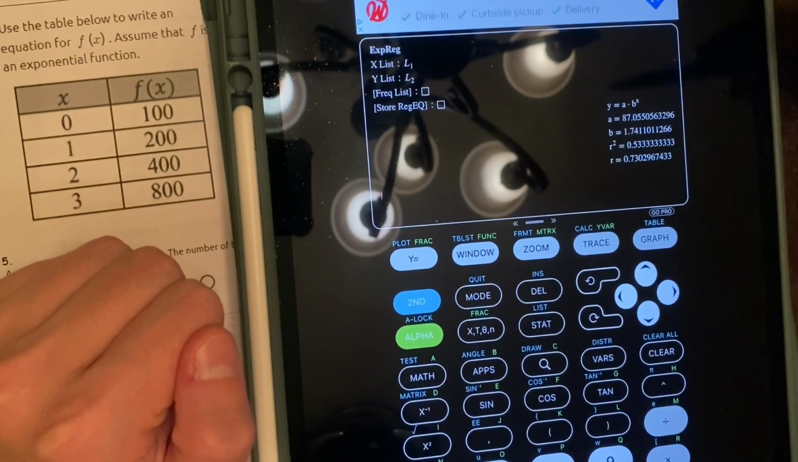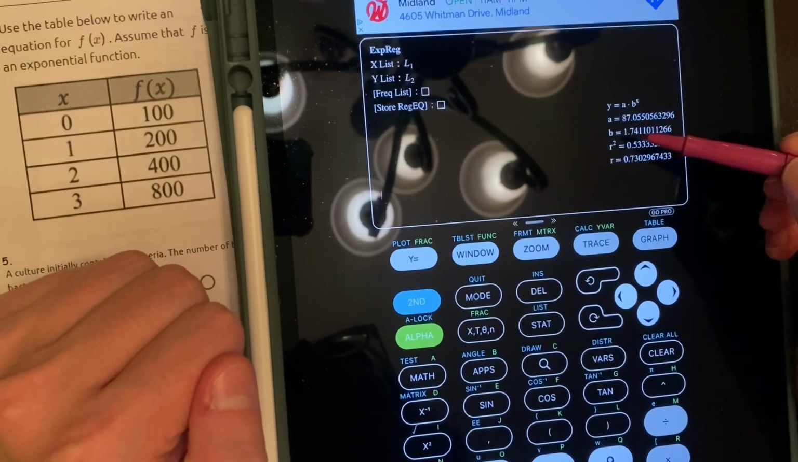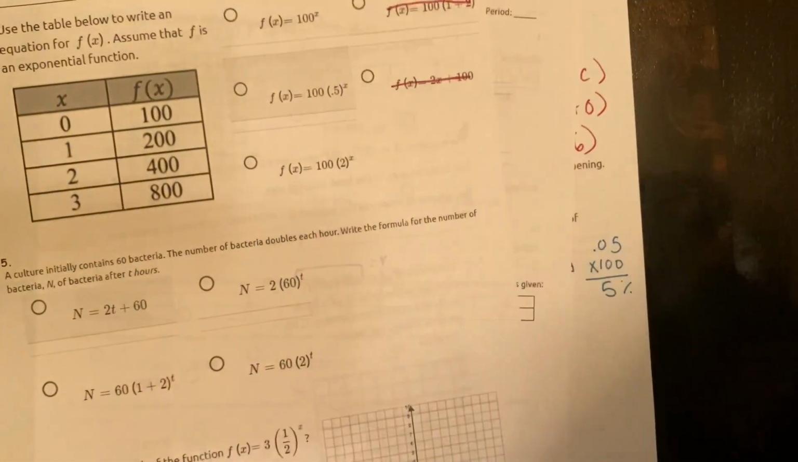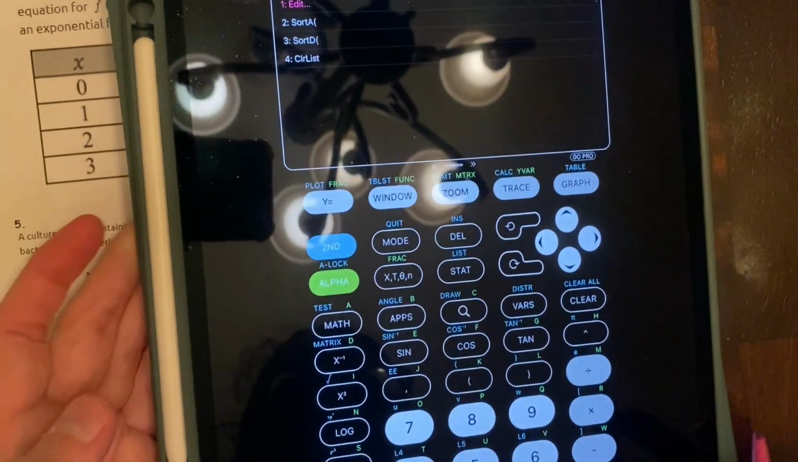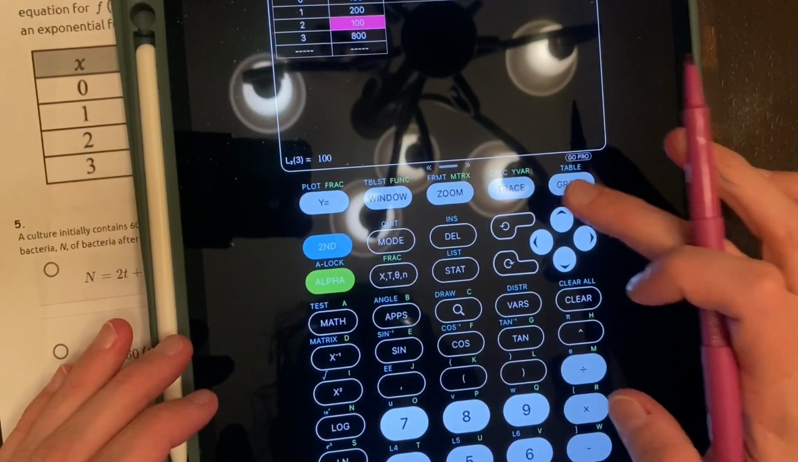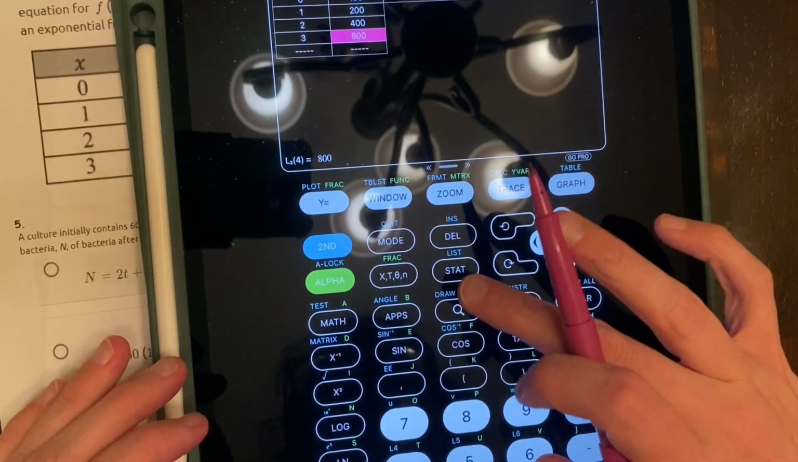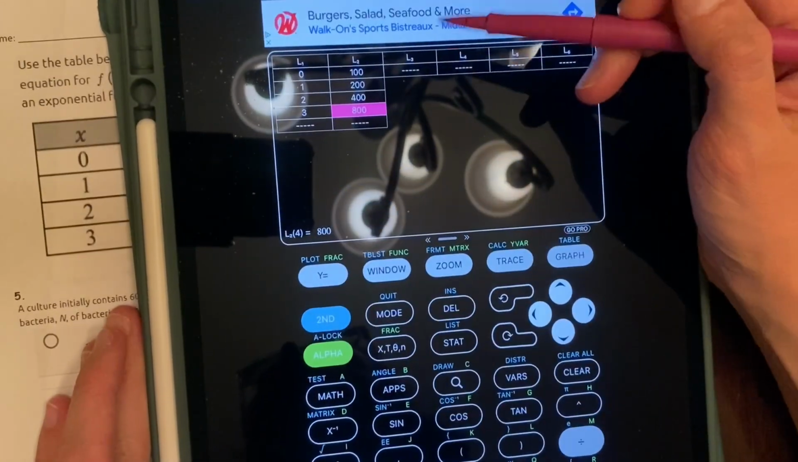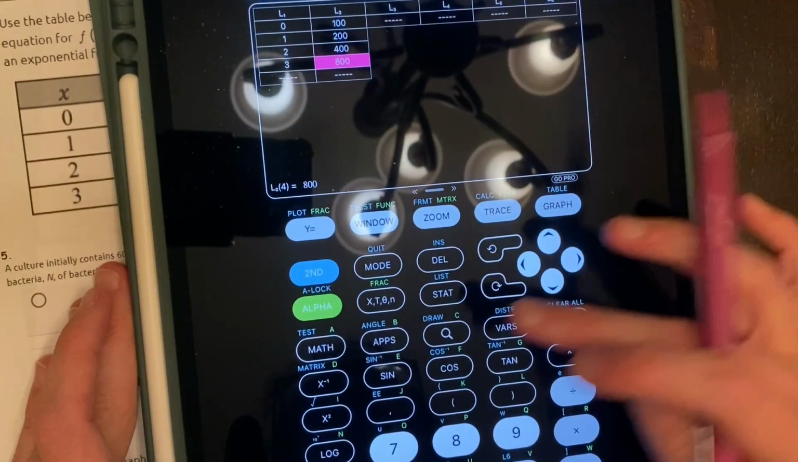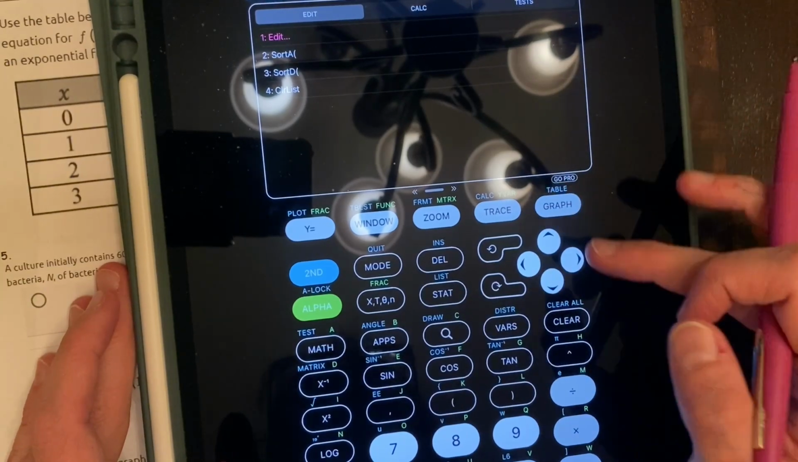Okay, mine looks a little different than yours, but it will give you an A and it will give you a B. What happened on mine? I must have hit something wrong. Oh, I did, right there. It should have been 400. Let's try that again. So again, 100, 200, 400, 800. So if it doesn't match, go back and check.